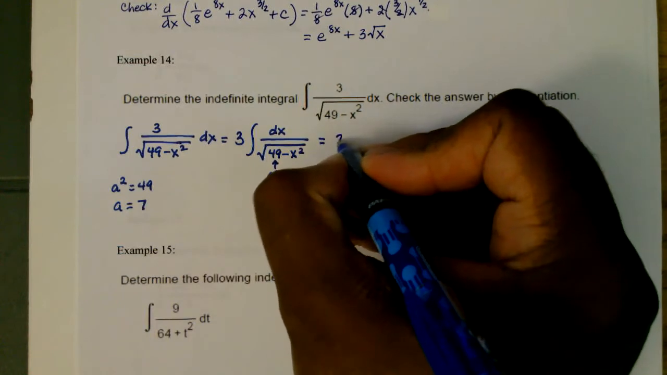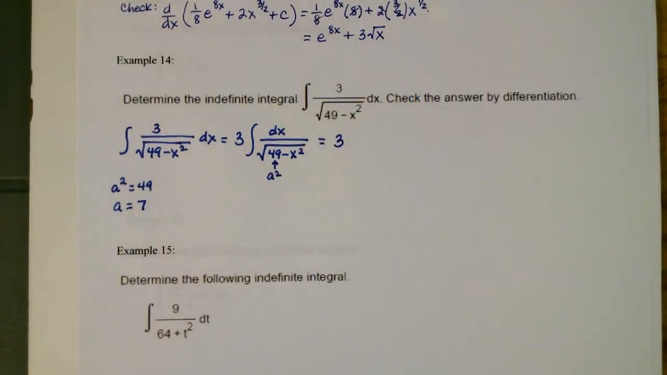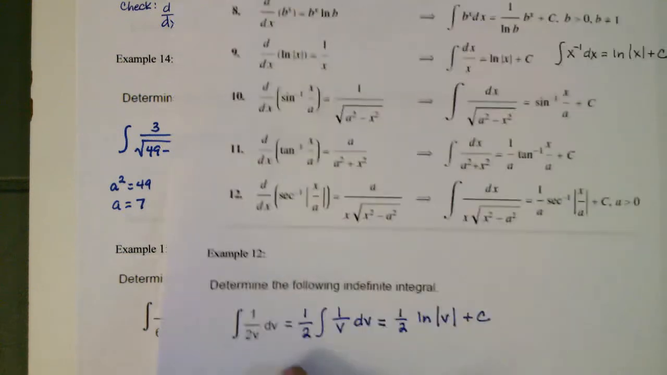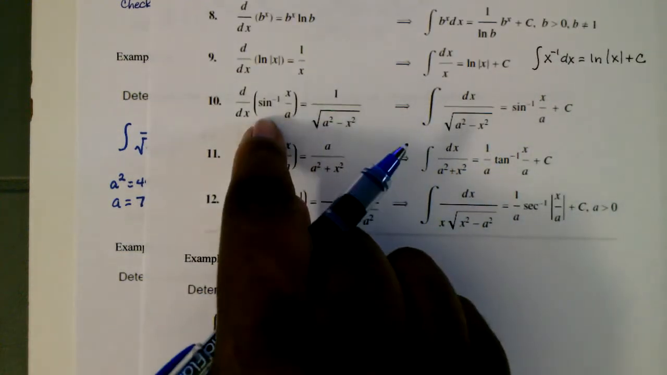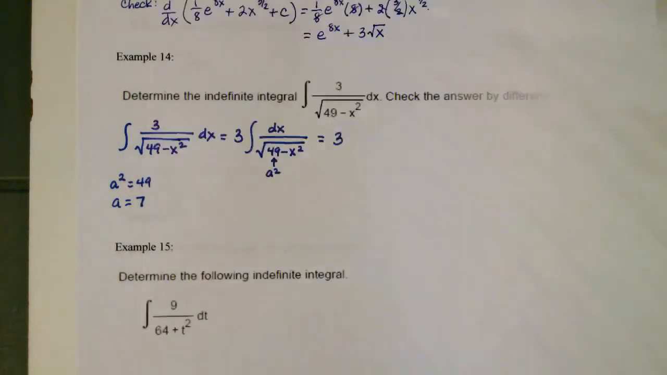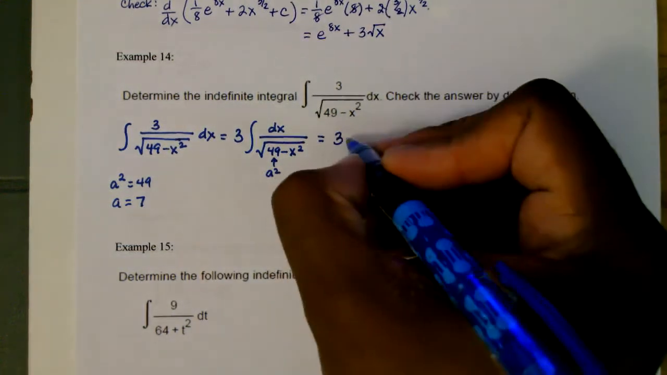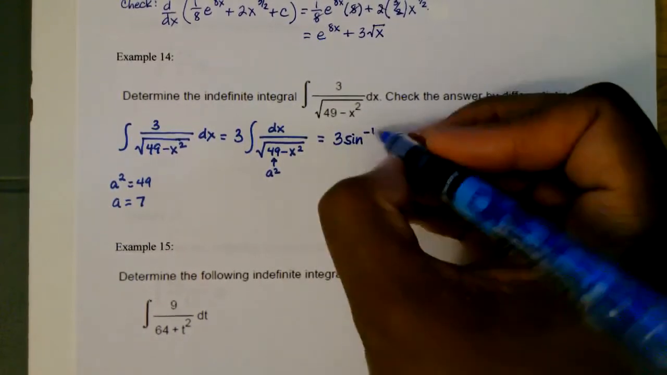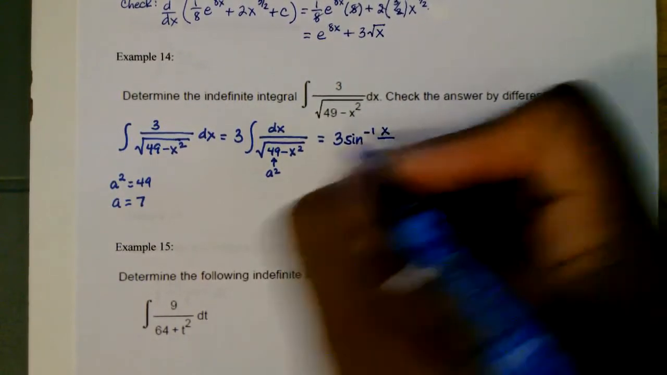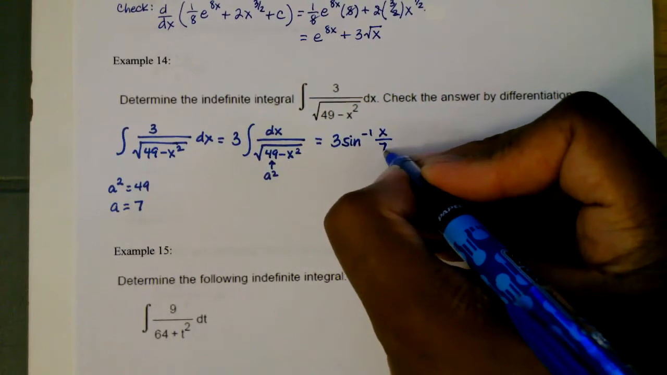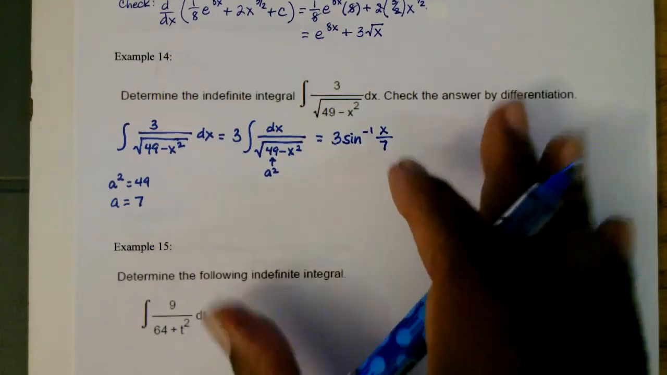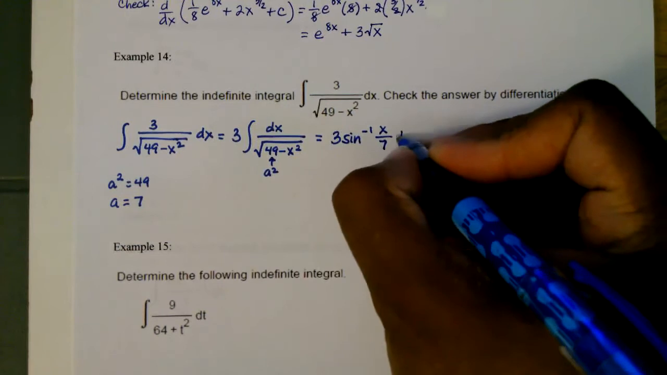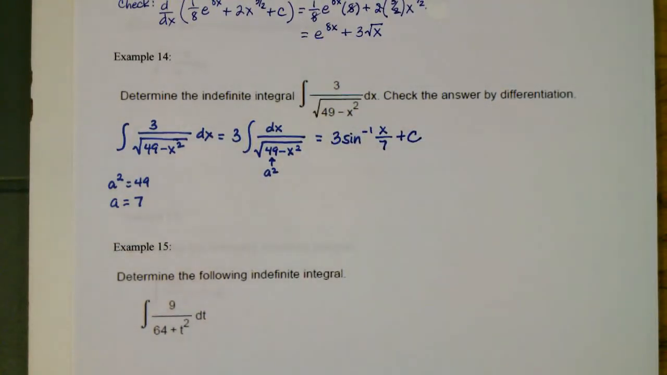All right, so I'm going to bring over the 3. The integral that we're dealing with for that would be the inverse sine of x over a. So the inverse sine of x, square root of x would just be x over a, which is 7. That's the square root of 49, by the way, and plus c. So I have 3 times the inverse sine of x over 7 plus c.